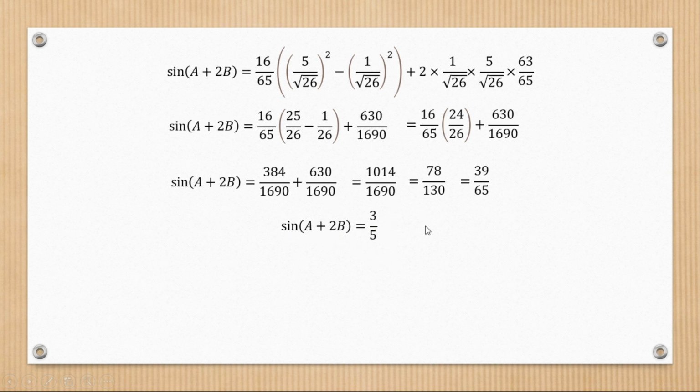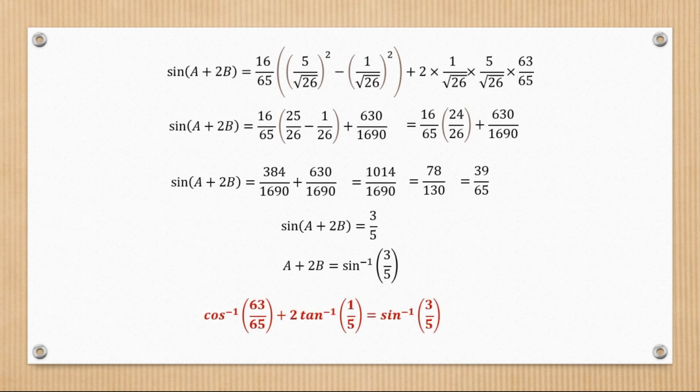So now I can take this sine back to the other side, and I have A plus 2B being equal to sine inverse of 3 over 5, of which we know what A is. We know that A is cos inverse of 63 over 65, and we know that B is tan inverse of 1 over 5. So we substitute all those back, and then we can see that cos inverse of 63 over 65 plus 2 tan inverse of 1 over 5 is equal to sine inverse of 3 over 5, and hence we have proved it.